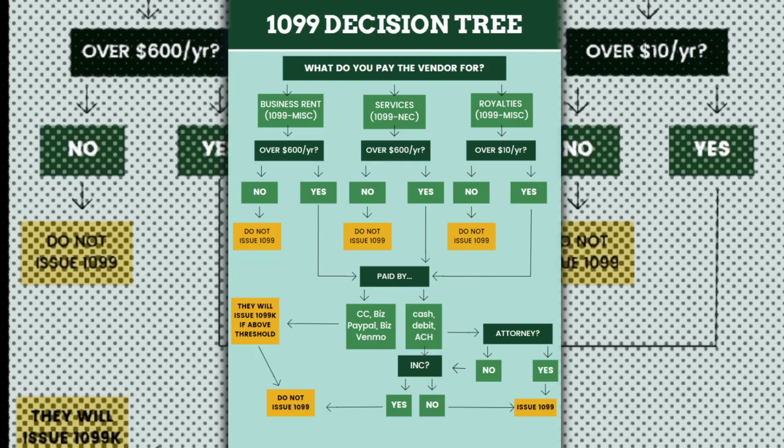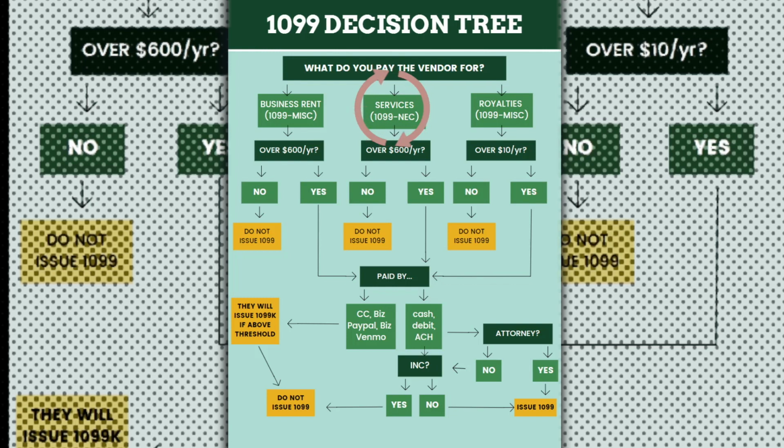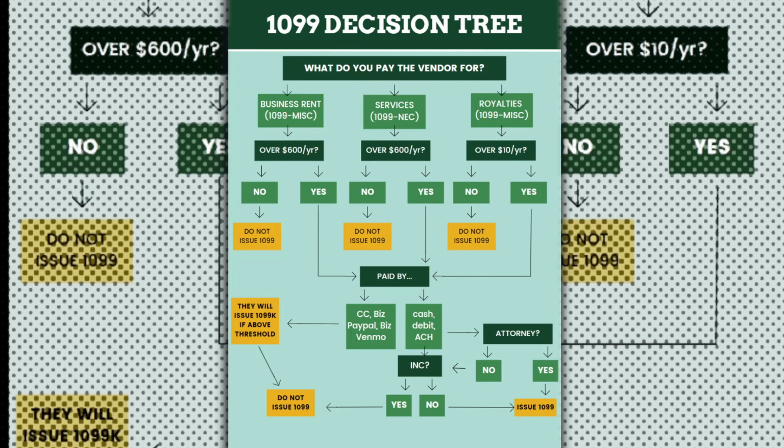Okay, so here we are looking at a 1099 decision tree. And what you can see at the top of this is we need to start with what you pay the vendor for. So like I said, oftentimes we're going to be in the middle, which is for services. That's now on a 1099 NEC, which is non-employee compensation. That used to be on a 1099 misc. Don't use that anymore. That changed in 2020. So you're going to want to use a 1099 NEC for those service-based contractors.